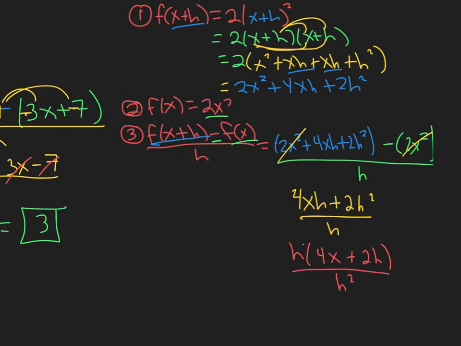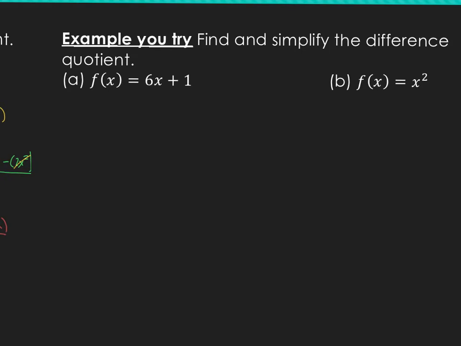And then hopefully you recognize, the h's cancel out. And so our final answer is just 4x plus 2h. Ta-da! I want you to take a minute or two and try the two example You Tries.